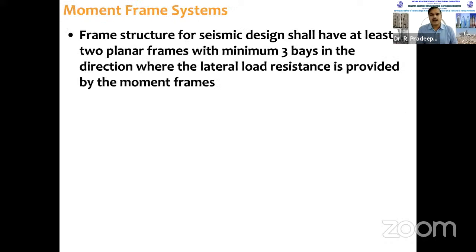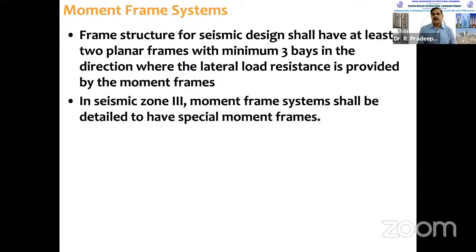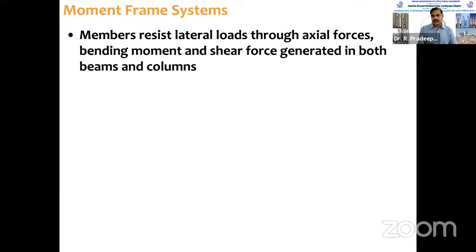So let's look at, say, moment frame buildings. What the code says is that a minimum of 3 bays in each direction is required. Then these moment frame buildings in seismic zone 3 have to be designed as special moment frame buildings, and the code does not allow more than 60 meters in zone 3 and more than 80 meters in zone 2 areas. So why is it so, let's look at that.